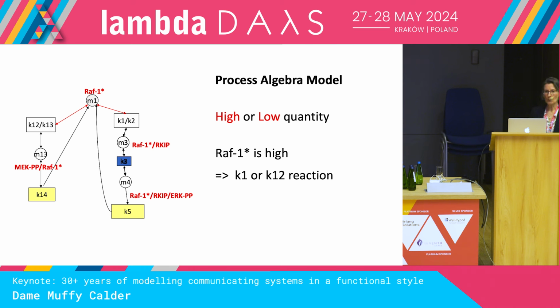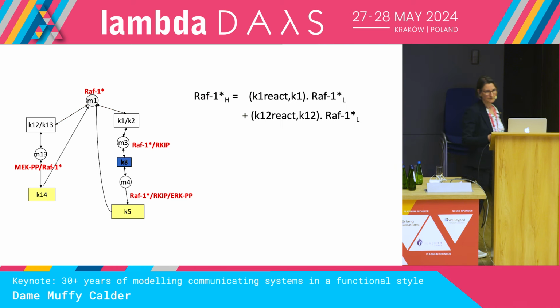High or low. So when RAF1 is high, what can it do? On that schematic, look at the outgoing edges. It can go into a K1, K2 reaction, or a K12 or K13. Do you see? It can go either way. I express that algebraically using prefix. Phosphorylated activated RAF1 can do a K1 reaction and then behave like RAF low, or, that's the plus operator, it can do K12 and then become low.